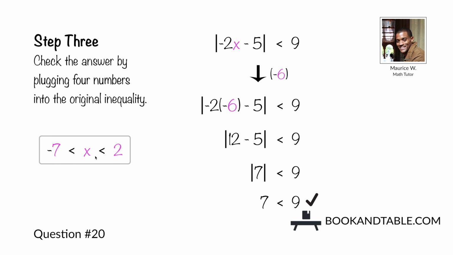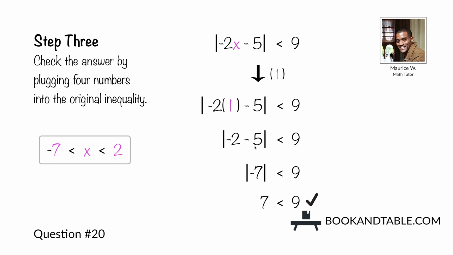Now let's plug in 2 numbers from this end. If we plug in 1, 1 is less than 2, so that should work. And then if we plug in 2, that should not work, since x is less than 2, but it cannot equal 2. So when we plug in 1, negative 2 times 1 is negative 2.